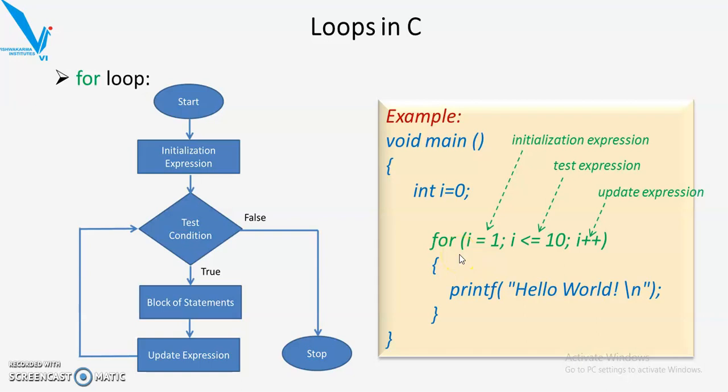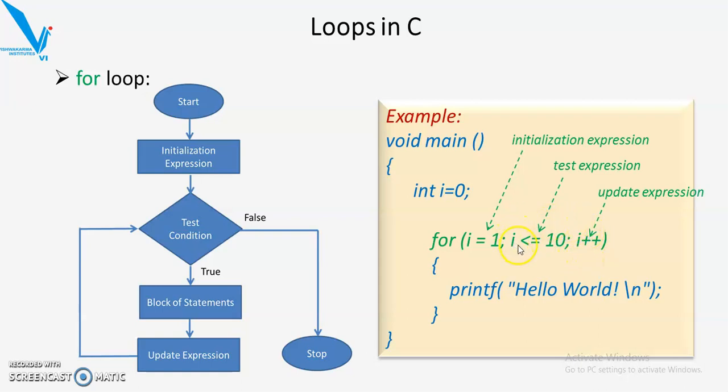First we will initialize this for loop, i equals 1. The value of i is equal to 1. Now the condition is tested, that is 1 is less than or equal to 10. As the test condition is satisfied and it is true, the body of the loop will run. So here it will print hello world. Once hello world is printed, the expression is updated, so i now becomes 2.